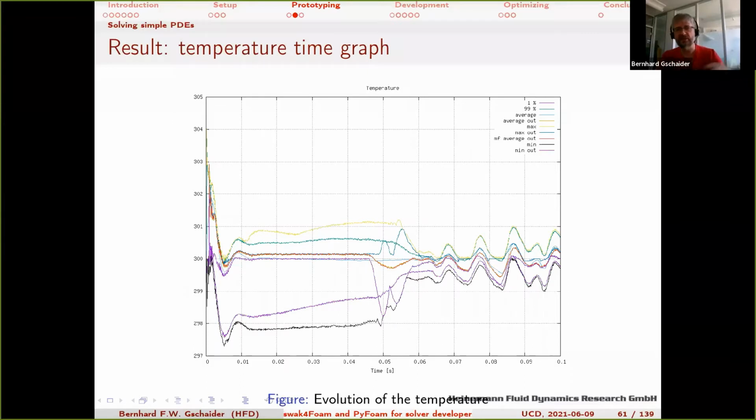So these are the graphs that I was talking about previously. What you see here is that basically the solver started at 300 degrees, and then you have temperature fluctuations here. It's quite valuable to look at these things before you start your own development, because you see, okay, there are temperature fluctuations already in the base case. So if I see some in my later calculations, they are not my doing.